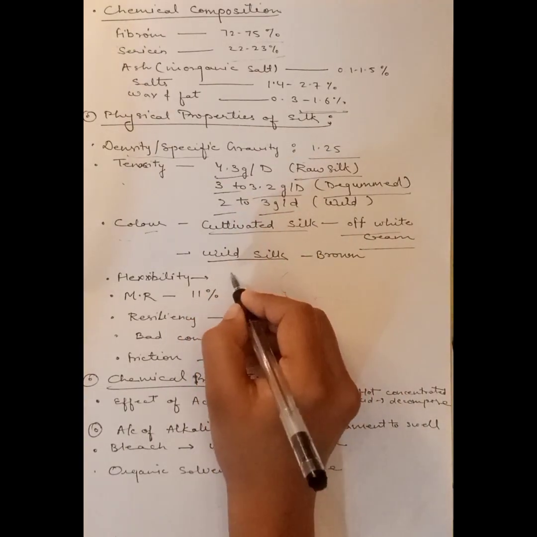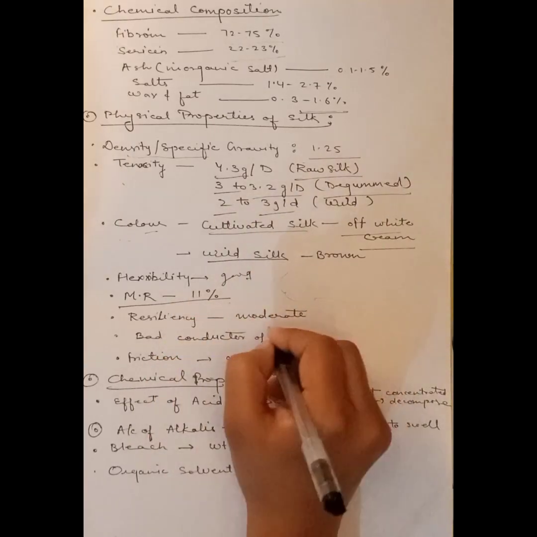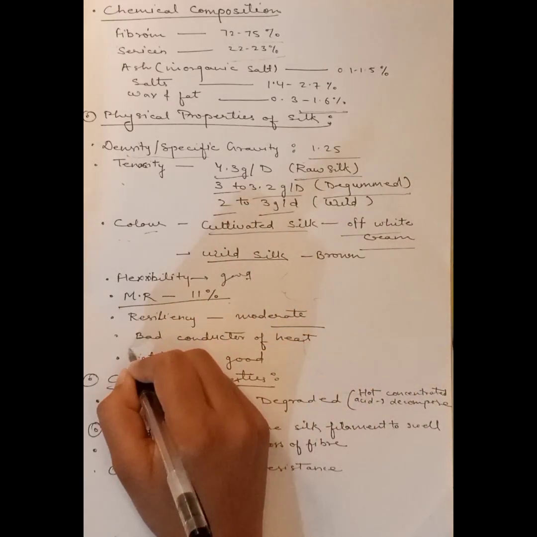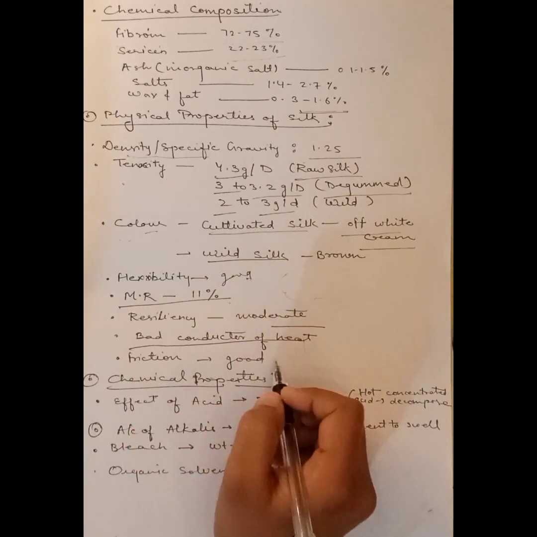Flexibility of silk fiber is good. Moisture gain of silk is 11%. Resiliency is moderate. And silk is a bad conductor of heat and the friction of the silk fiber is good.